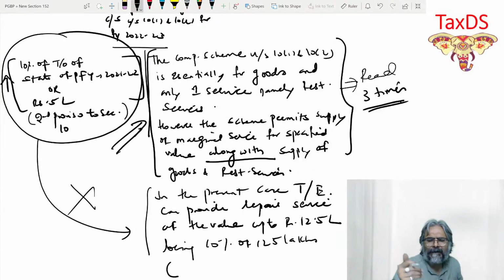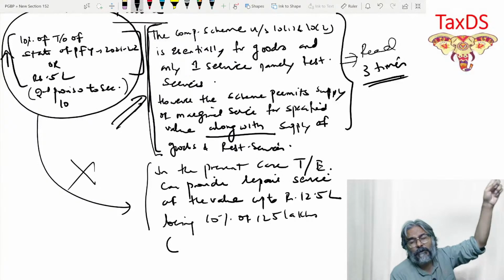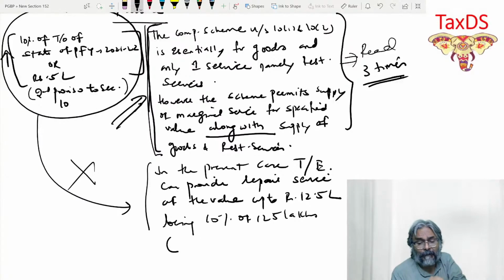So here, what you're going to write in the present case: in the marginal service, this standard statement has already been written in the remark column. Directly apply the provision which you have written in the condition. Apply the provision: 10% of 125 lakhs, which is 12.5 lakhs. And in the bracket you'll write what? Which is higher than what?